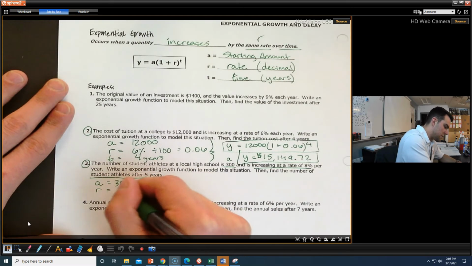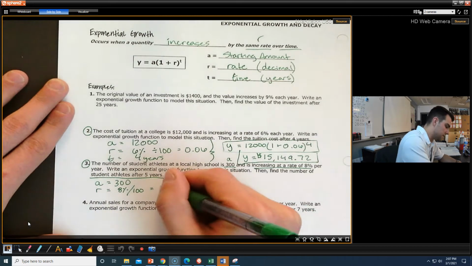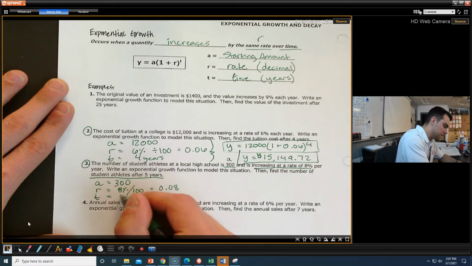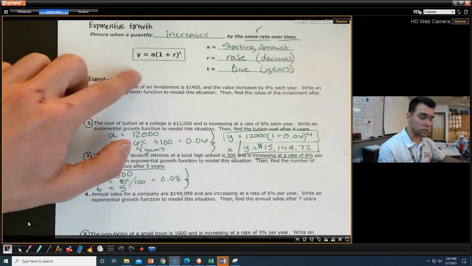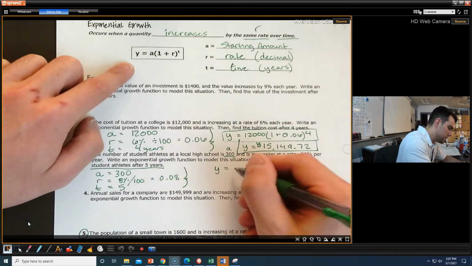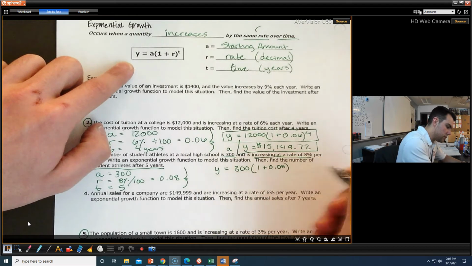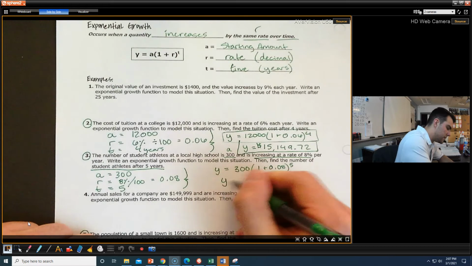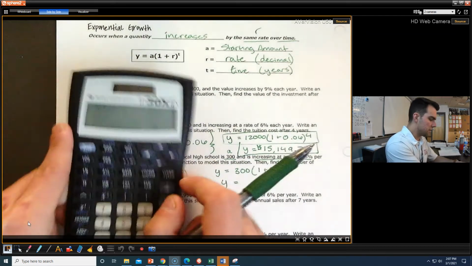Once again, I'm taking that 8%, dividing by 100, and so I'm going to get 0.08, and then my t is after 5 years. Okay, so putting it all together in that equation up here, it's y equals 300 times 1 plus 0.08 to the 5th power. Just like that. And once again, use your calculator to figure out what the number of student athletes will be after 5 years. Pull this out again, and we're going to type it in.